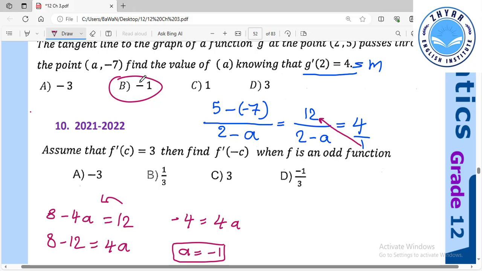Question 10. Assume that f prime c is equal to 3. Find the value of f prime negative c when f is an odd function. If f is odd, f prime is even. And if f prime is even, this negative will not affect the answer. The answer will be just 3, like here. So this is the answer.